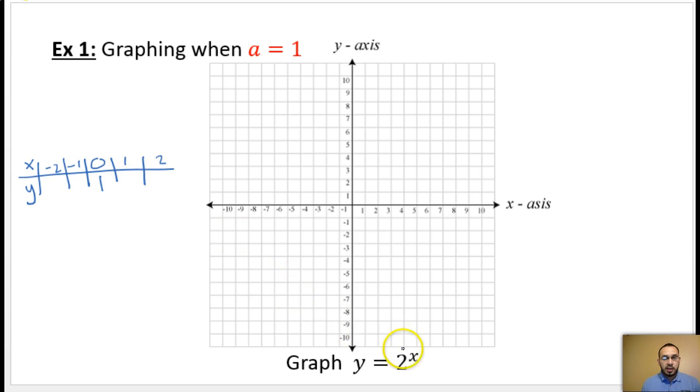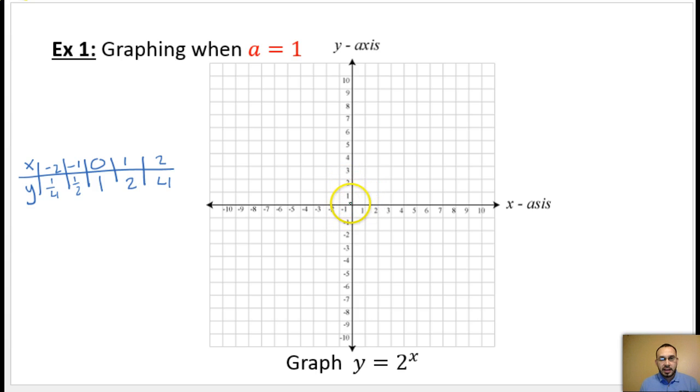When we substitute 1, 2 to the first power is going to just give us a 2. And then 2 to the second power will give us a 4. If we plug in the negative values, we get a 1/2 and we get a 1/4. So now we have a bunch of ordered pairs, or actually we have this relation. We have inputs and outputs. So I'm going to go ahead and graph these points and then see what our curve looks like.